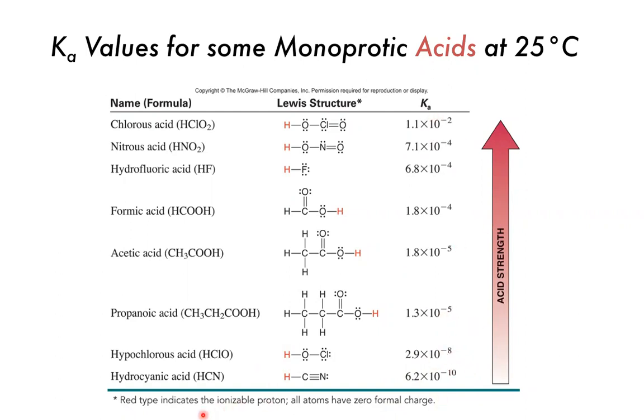We see here red type indicates polarizable proton. All atoms have 0 formal charge. So here, these are ionizable protons. These protons can be removed in a solution or through a reaction.